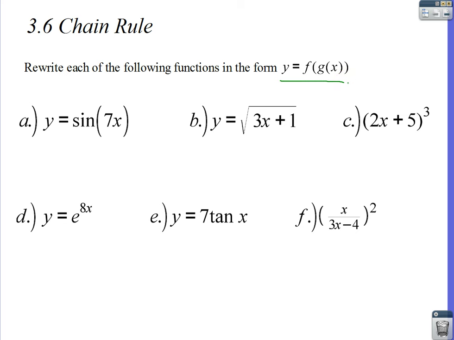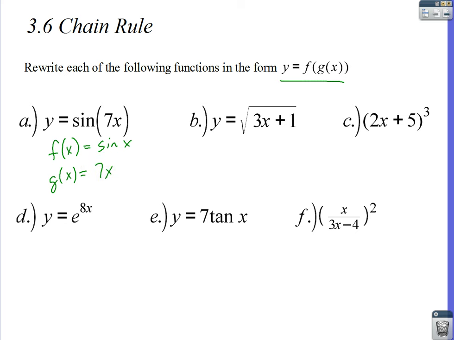What I want you to do on these first examples is break these things into two separate functions, f of x and g of x. I want f of x to be the overarching or my shell function, just like the shell of my M&M. So in this one, my shell function, the one on the outside, is sine x. The one on the inside, my chocolate function, is going to be 7x.